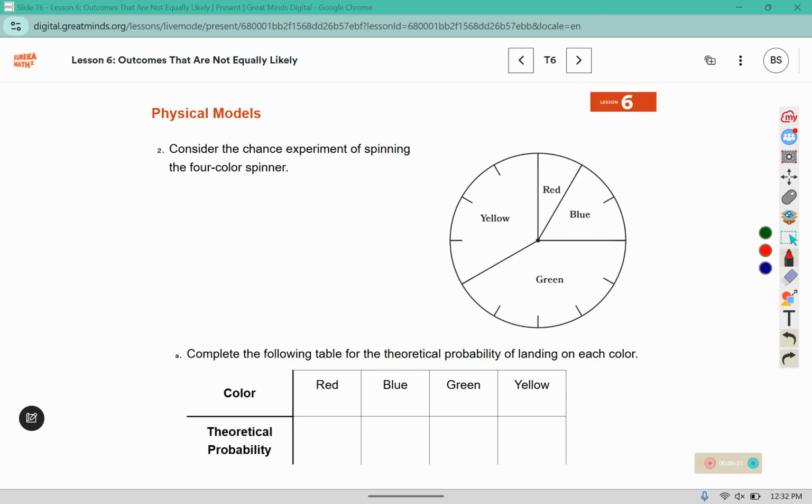So for red, that is 1 out of 12. For blue, that takes up 2 sections out of 12. For the green, that is 5 out of 12. And for the yellow, we have 1, 2, 3, 4 pieces out of 12.